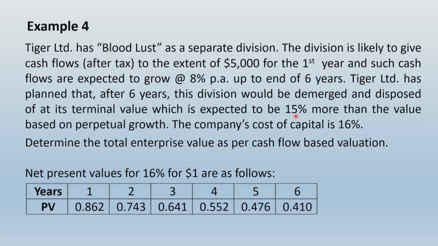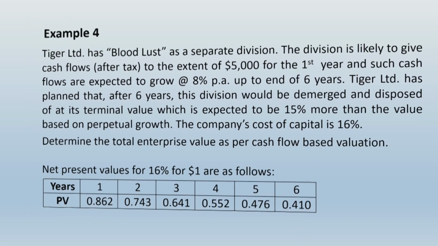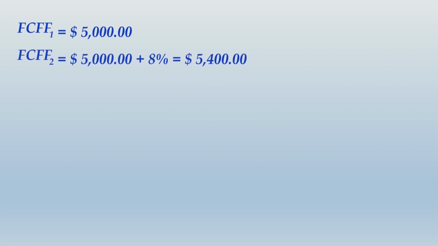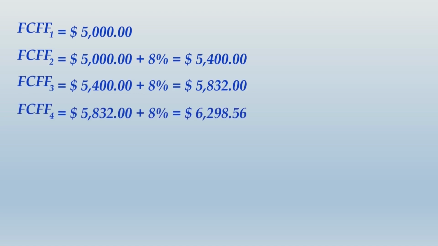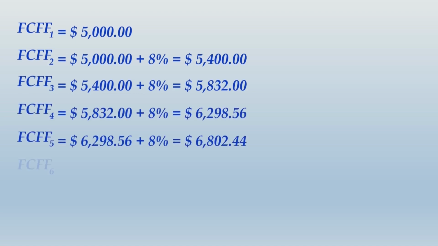And of course here the cash flows they haven't given for all the 6 years. You will have to adjust 8% growth rate to arrive at those cash flows. So let us observe how to present the solution. FCFF1 is given as $5,000. So FCFF2 will be 8% more than that, that is $5,400. Likewise keep adding 8% to arrive at the free cash flows to firm till end of 6th year.